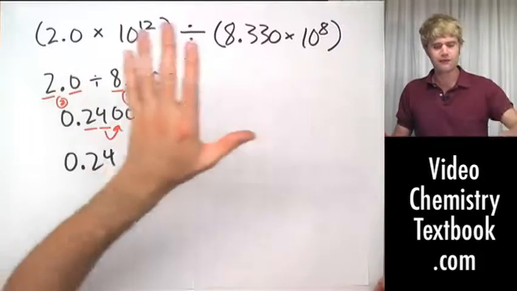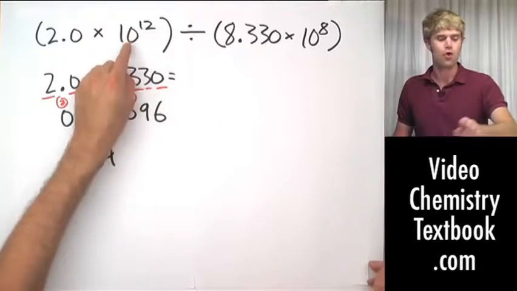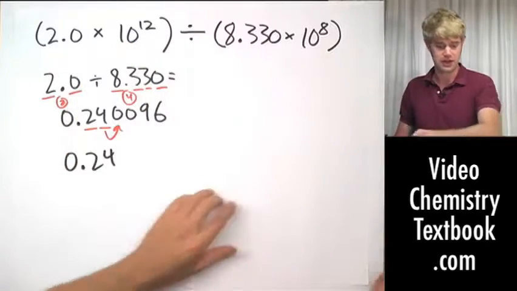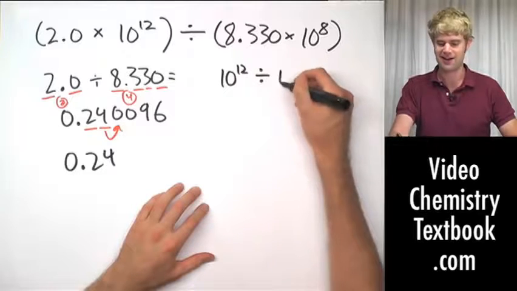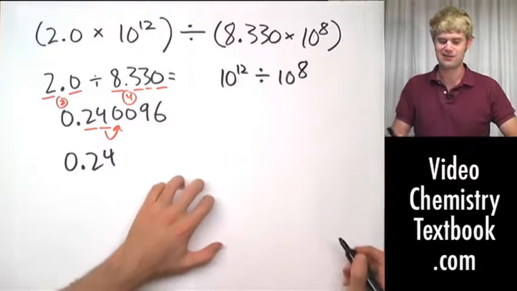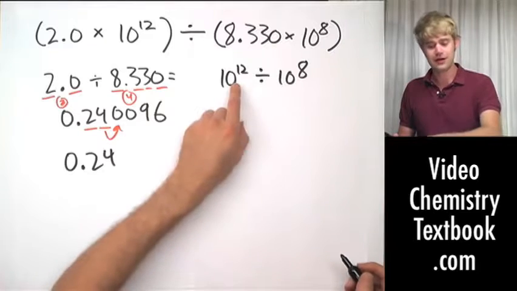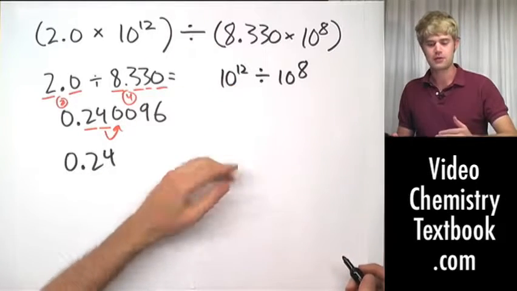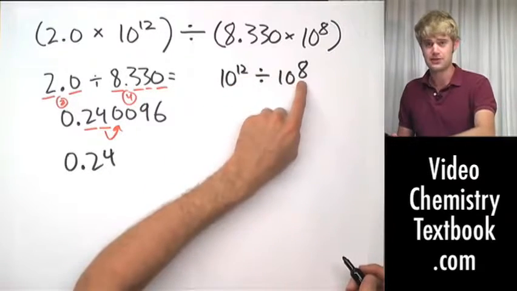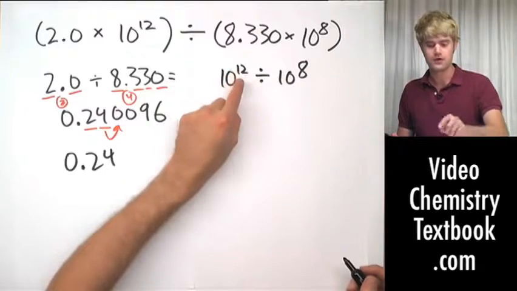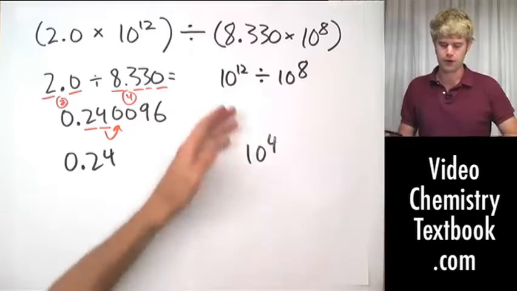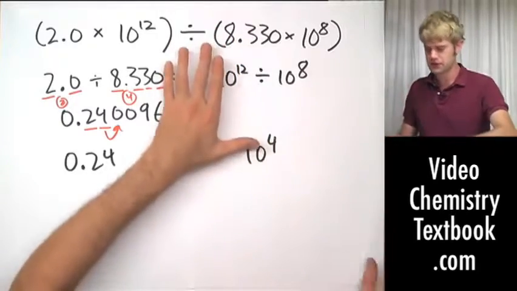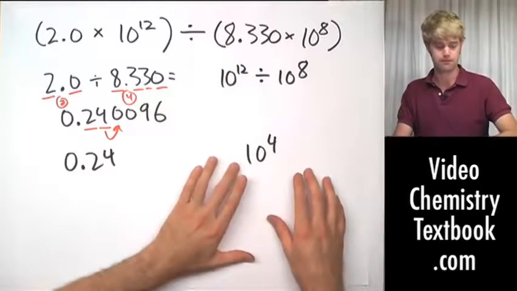Now, for the second part of the division equation, we are going to look at the 10s raised to the power. So we're going to do 10 to the 12th divided by 10 to the 8th. When we divide numbers, we subtract their exponents. So we do 12 minus 8, which gives us 4. So the answer to this part of the division problem is 10 to the 4th. And again, we don't worry at all about significant figures when we're doing this half of the problem.